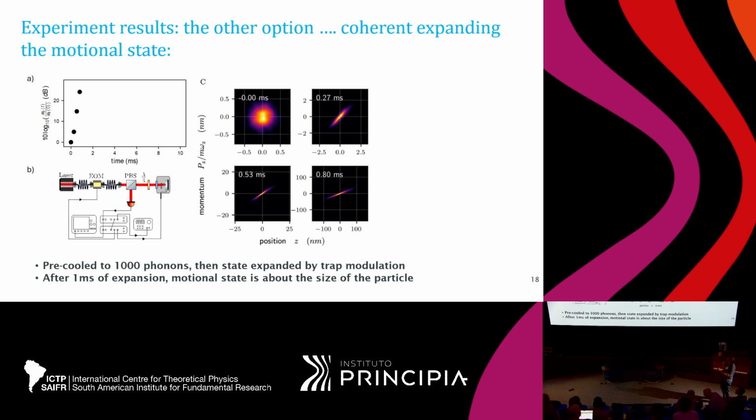So there is already some coherence we claim in this state, and now what we do in 1 millisecond, we basically boost the state. So that's a squeezing factor of something like 24 dB. That's quite big. So what we now do is we basically expand the state in 1 millisecond to plus minus hundreds of nanometers.